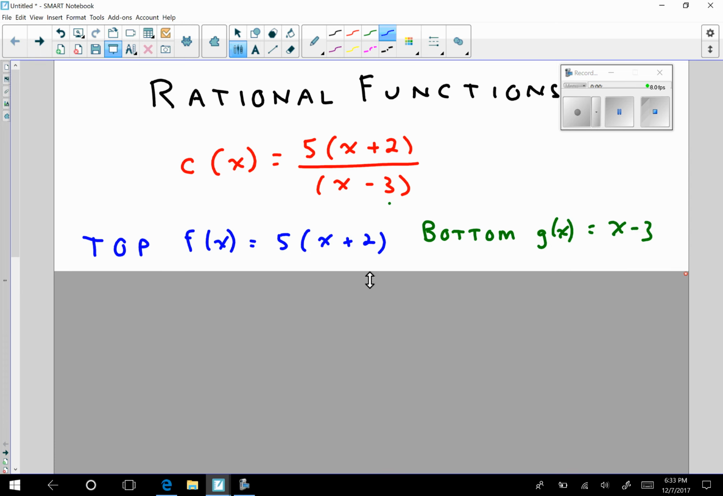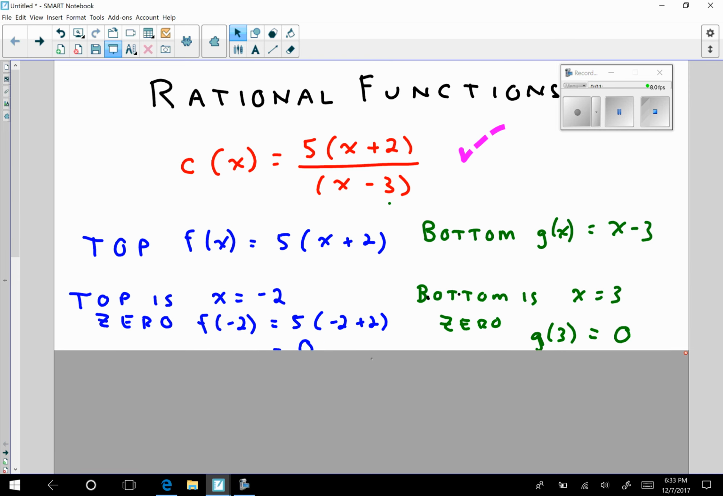The first and best advice to start with is just to define the top and the bottom. The top we'll just let be f of x for the time being. Top is 5 times x plus 2, and the bottom is g of x, x minus 3. First thing we want to do is find the zeros of the top and the zeros of the bottom. Fairly straightforward. That's why we start off here with a rational function that is factored. It makes everything much easier.